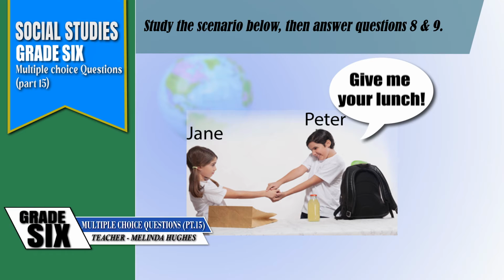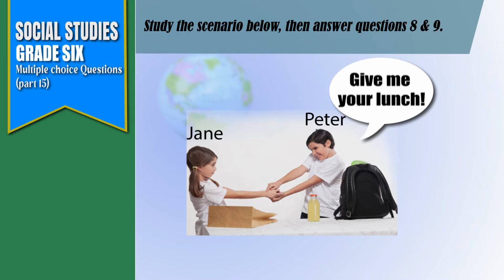Questions 8 and 9 are based on the scenario. Study the scenario below, then answer questions 8 and 9. In that scenario, we see two children, Jane and Peter. And Peter is shouting something at Jane. What is he saying? "Give me your lunch." And as you can notice in the picture, his hands are across, trying to pull away what Jane has.